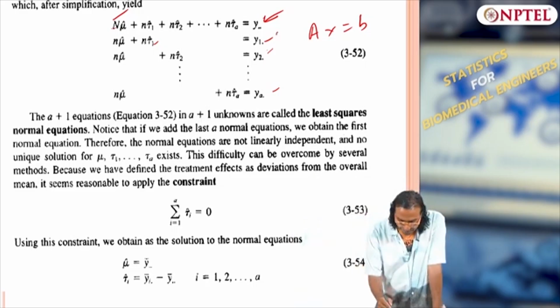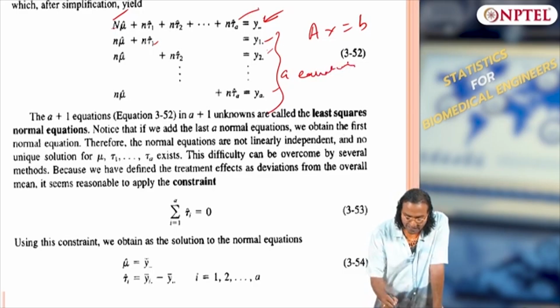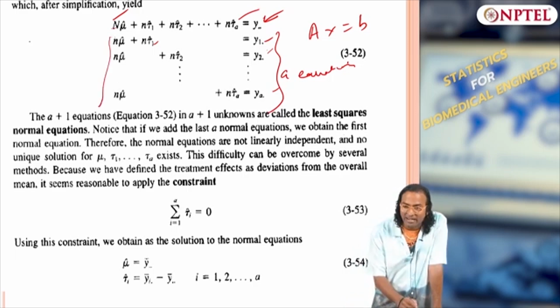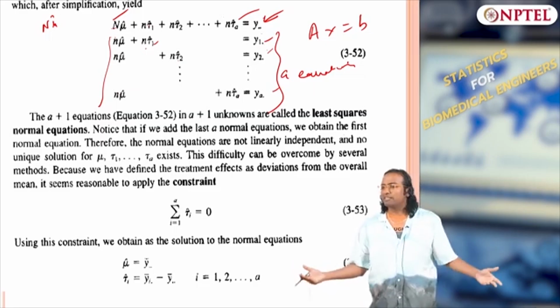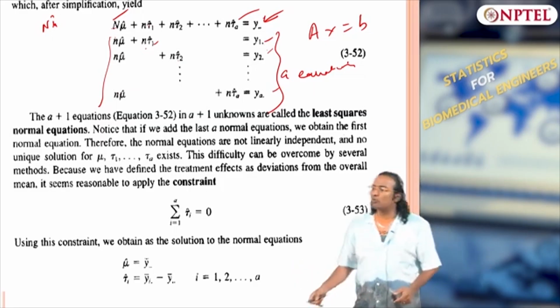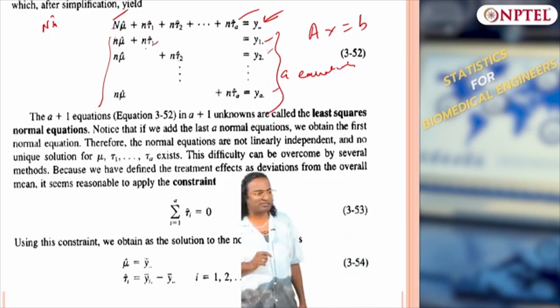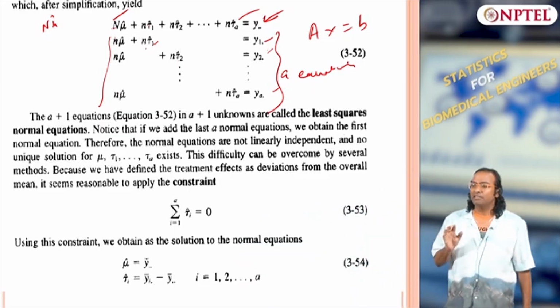So look at this, if I add these a equations, what will happen? You will get the first equation, right. If I add these a equations, small n times a times n, you will have capital N mu hat, n mu hat, n tau 1 hat, n tau 2 hat, plus n tau a hat. If you add y1 dot plus y2 dot plus ya dot, what will you have? It is the grand sum y dot dot. So these a plus 1 equations are not independent, there are only a equations. Although it appears a plus 1, really there are only a independent equations.